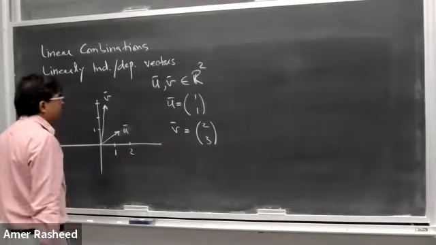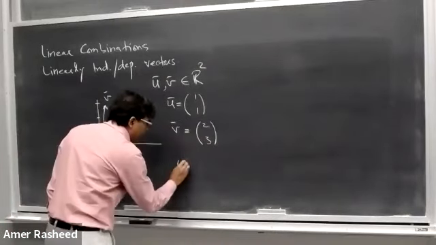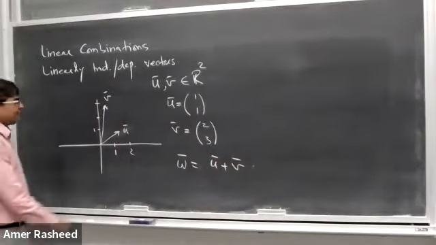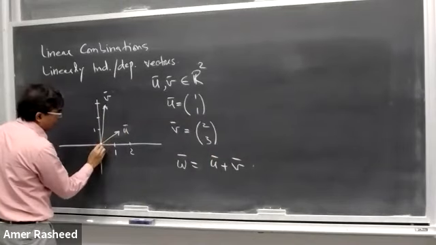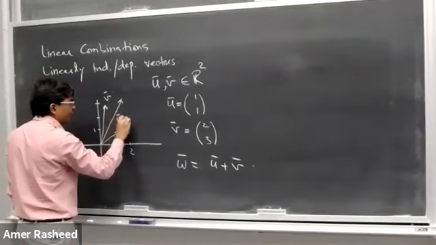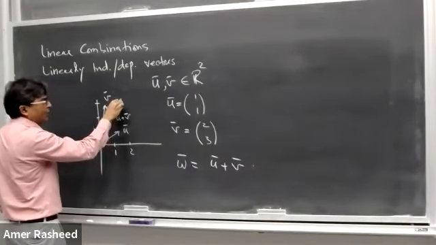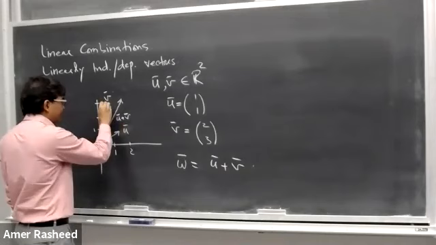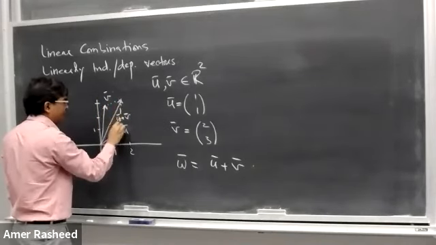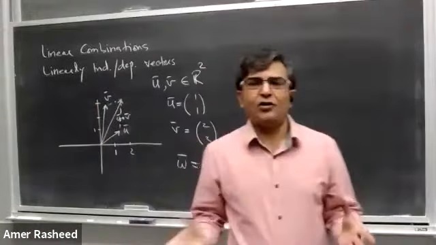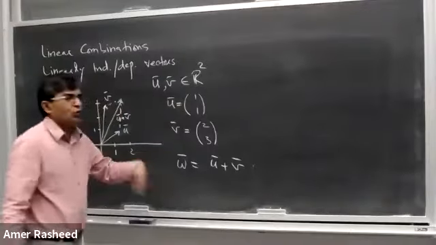Whereas if I define another vector W, which is U plus V, okay, then this W would be the diagonal of, basically, the sum U plus V, this one. Now this vector can be obtained from the vectors U and V by adding them. If we join them, it makes a parallelogram, and this is the diagonal of this parallelogram. So W is not independent of the other vectors. W can be obtained by using U and V.